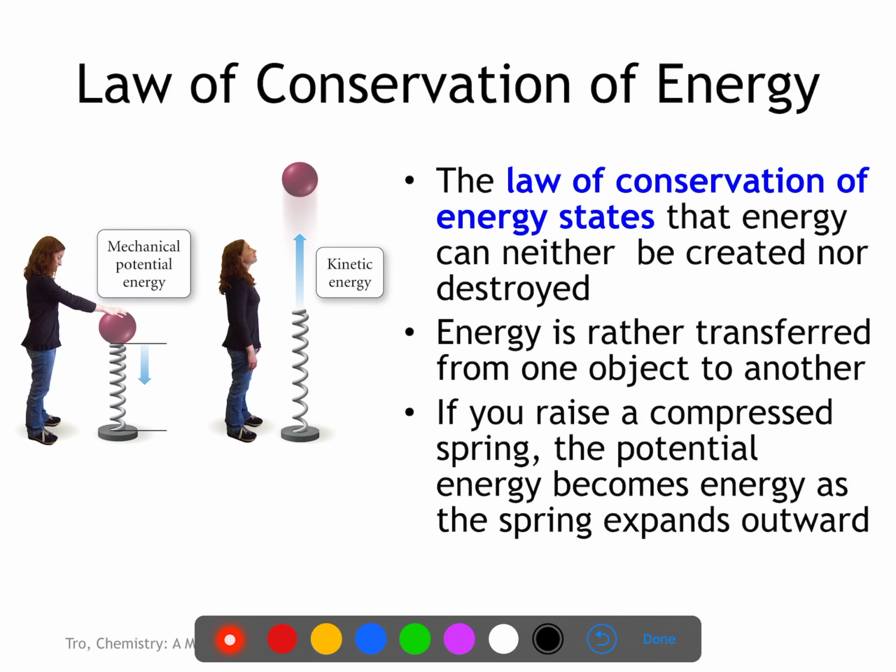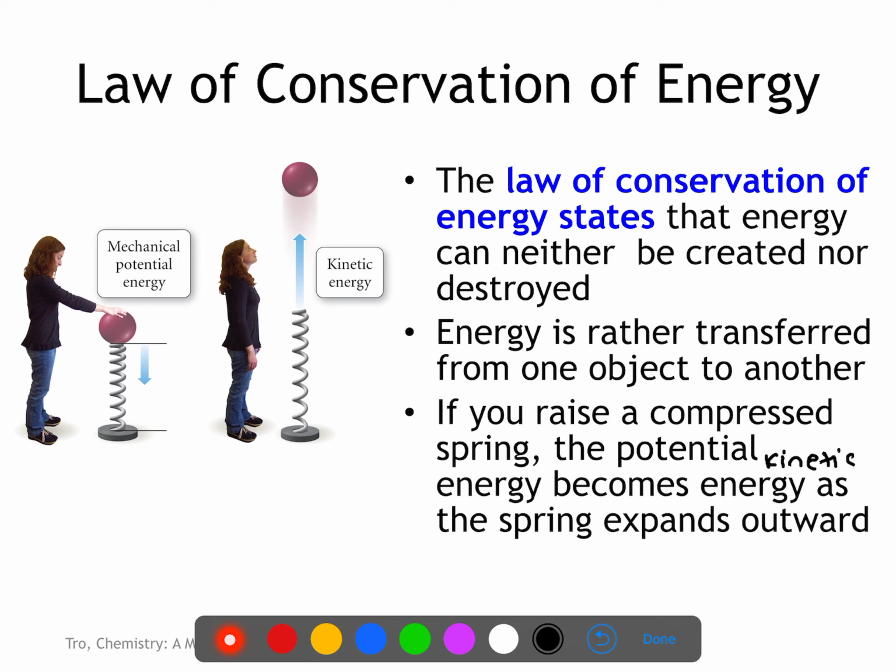The law of conservation of energy states that energy can neither be created nor destroyed. It is rather transferred from one object to another. Looking at a different example, if you compress a spring, the potential energy becomes kinetic energy as the spring expands outward. Think of it like having a lot of stored energy at the top of a mountain on a bicycle, and then you roll down. All that stored energy is then converted, transferred into kinetic energy. It's a different type of energy, but it's the same magnitude.